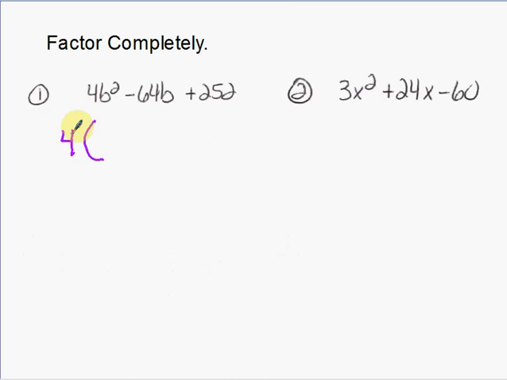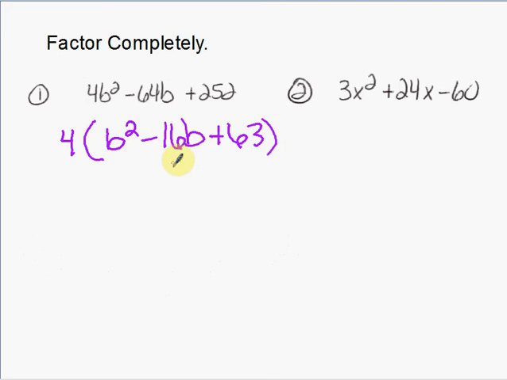It should. 4 divided by 4 is 1, and I still need the b squared, so 1b squared is left. Minus 16b, because this 4 right here times negative 16b would give me negative 64. And 252 divided by 4 is 63, so I'm going to put plus 63 right there. Alright, so there's a GCF.